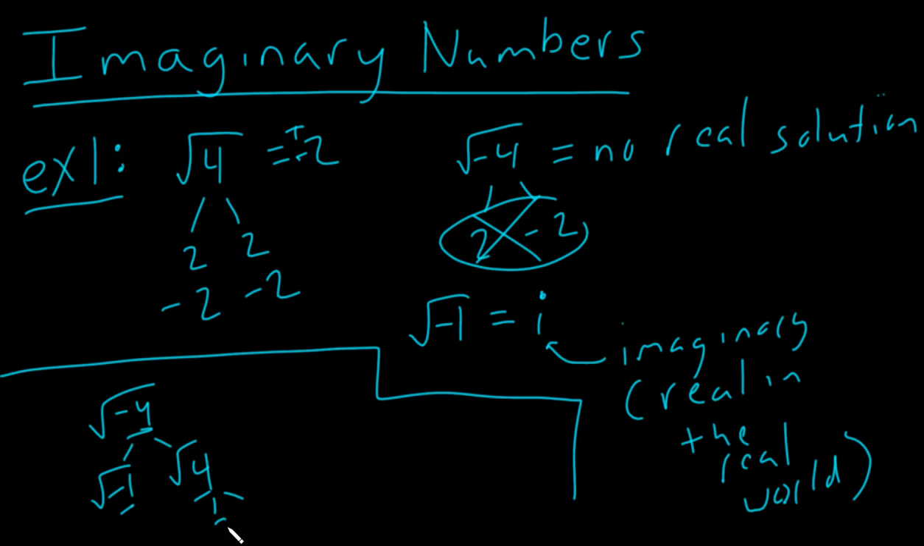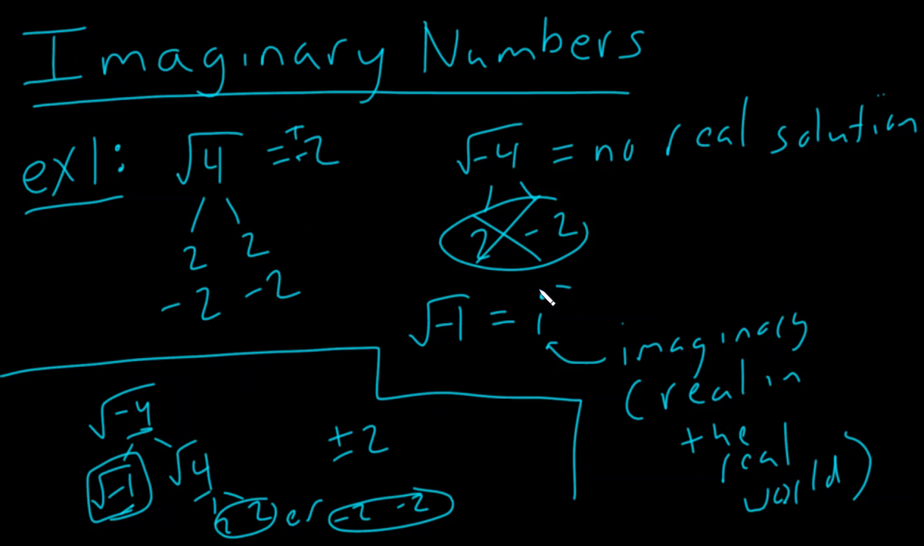Now from here, we know 4 breaks down into 2 and 2, or it breaks down into negative 2 and negative 2. So here's what we're going to do. We're going to say that 4 breaks down into plus or minus 2, and the square root of negative 1, remember we said that that was i, gives plus or minus 2i. The square root of negative 4 is plus or minus 2i. Let's try some more examples.